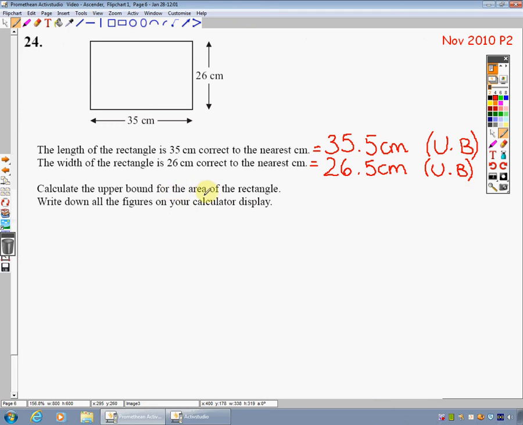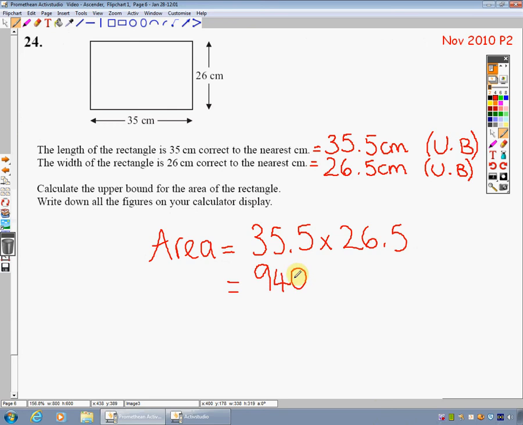So you're going to do 35.5 times 26.5, which on your calculator will show you as 940.75. This question also says to write down all the figures on your calculator display. It's really important you write down every single number that is on your calculator.